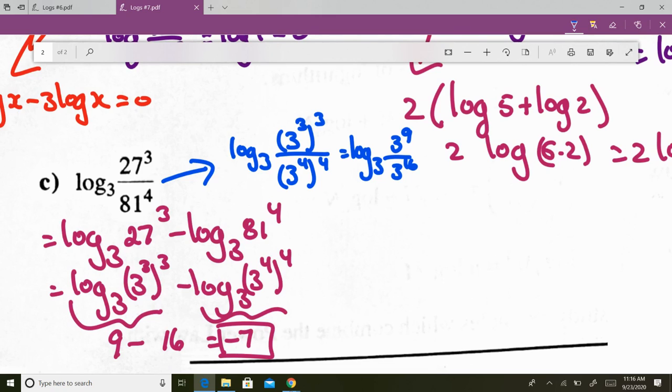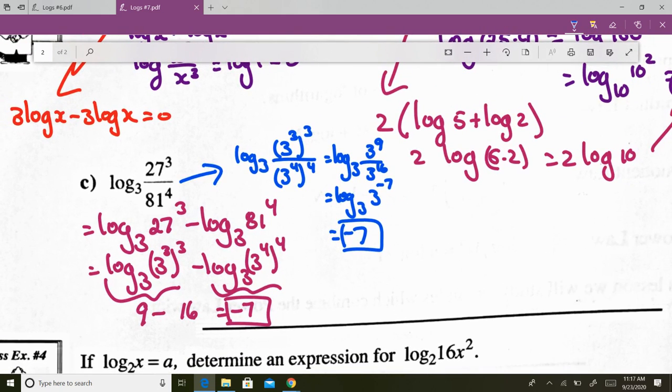And then if you just look at the inside here, that's a same base with exponents being divided. So you're going to subtract the exponents. So you're going to get log base 3 of 3 to the negative 7, which then pops out the answer of negative 7. It's really how you see things. And with more practice, you'll start to see a variety of ways to answer these problems. We're going to do one more and then we're done for the day. And I know this is a lot and I apologize.